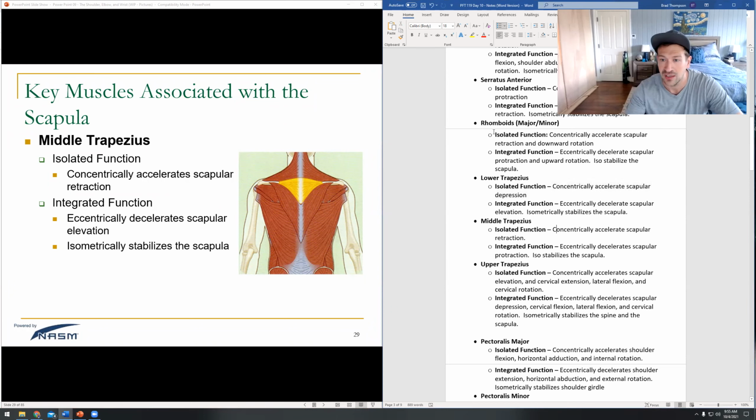So what are we strengthening? The rhomboids, lower traps, middle traps. Those are really big ones. And then we also really do like to strengthen that serratus as well.